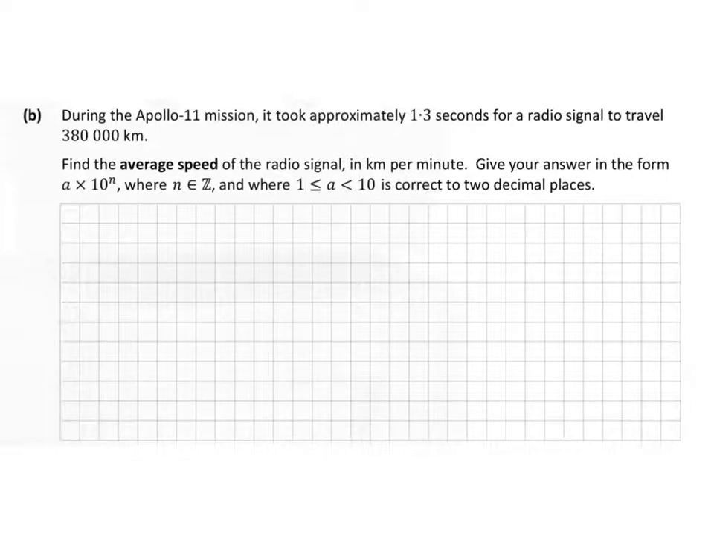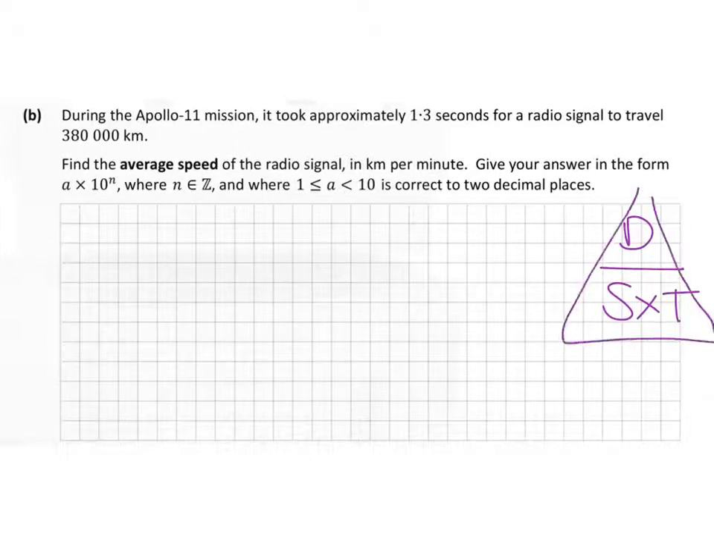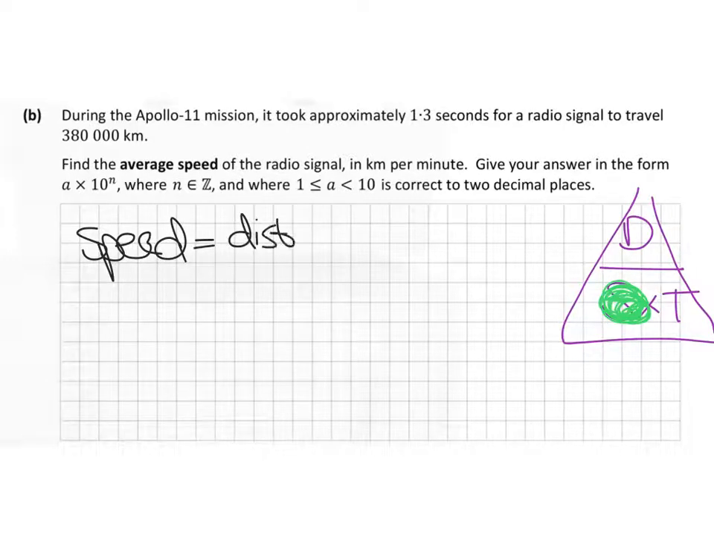So straight away, when we see average speed, we are thinking about the speed, distance, time triangle. Just write that in the top corner. We also know that if we're looking for the speed, we cover what we're looking for and we're left with what we need to use in our formula. So speed is equal to distance divided by time. We'll write that over here as well.